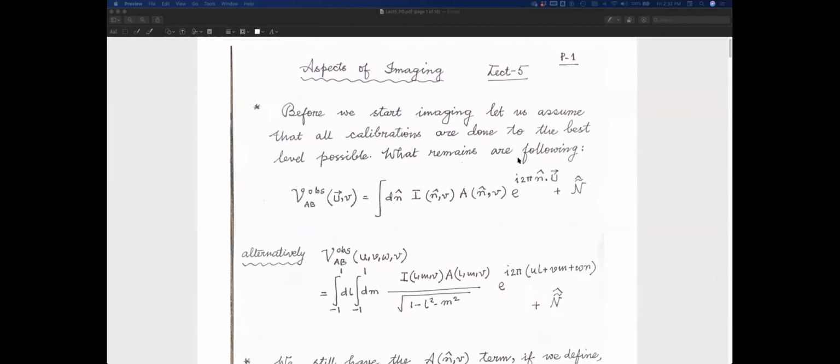Okay, so all right, let us start. At this point, what we have already done is that we say we have completely calibrated the visibilities. So what I write as observed visibility here is the best visibility that you can achieve after calibration. There will be some noise left all the time, but that is the best that you can do. So that is what I am assuming. And all the gains are now 1.